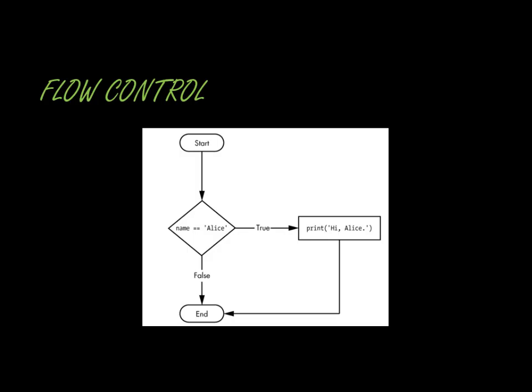So this would be a very simple one, we look at a start, we look at an end. We're evaluating if the name variable equals Alice. Remember, double equal sign, and if true, print hi Alice as we go through.